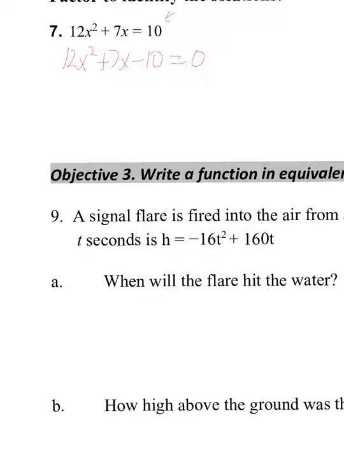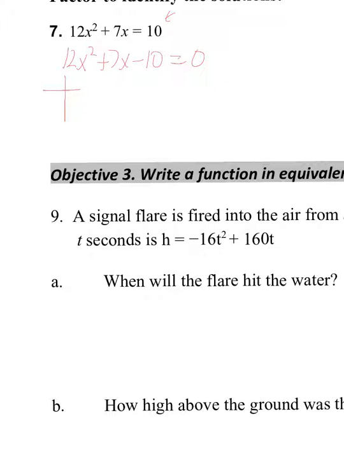Okay, now we've got a 7x term here in the middle, so there's nothing that's going to divide. 7 doesn't go into 12, 7 doesn't go into 10, so I have to start trying to figure out what is going to add up to 7 that is multiplied from the factors of 12 times the factors of 10. I'm just going to start, I do not know the answer to this question right now.